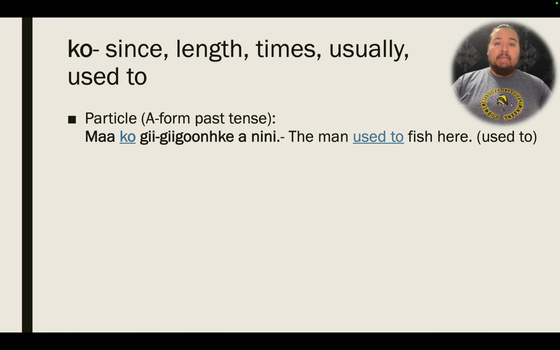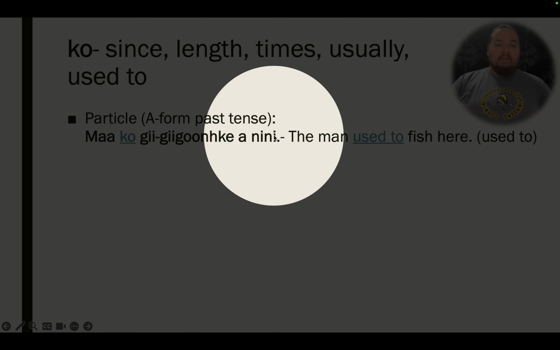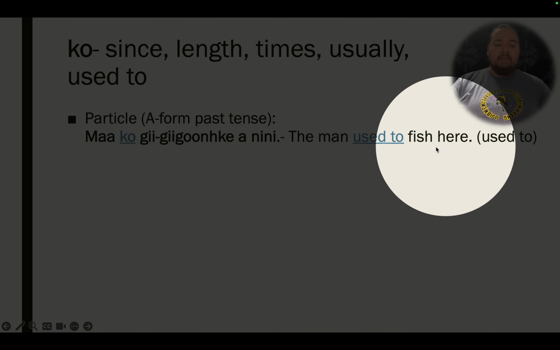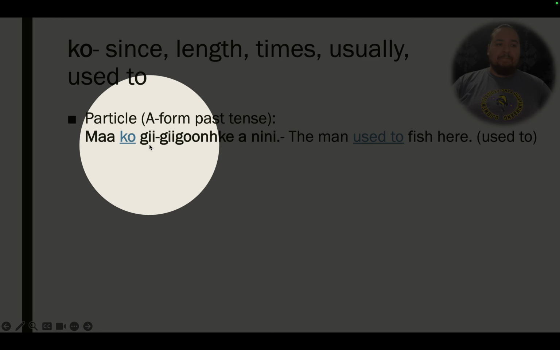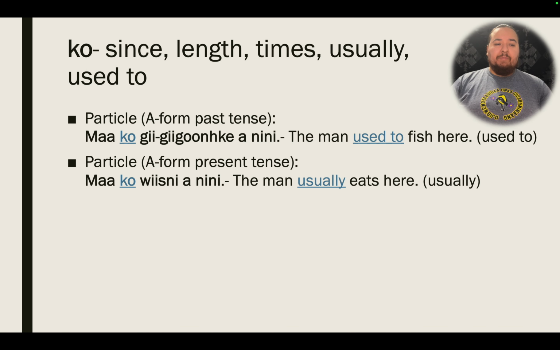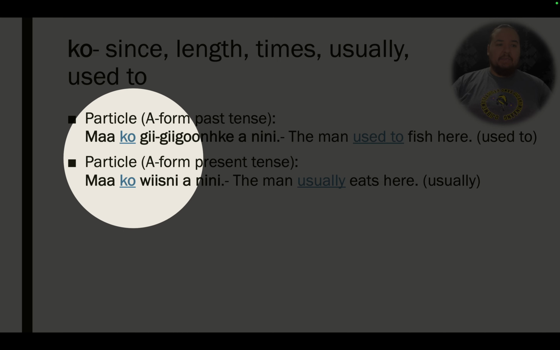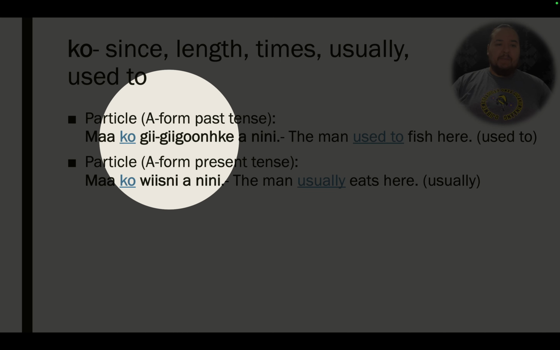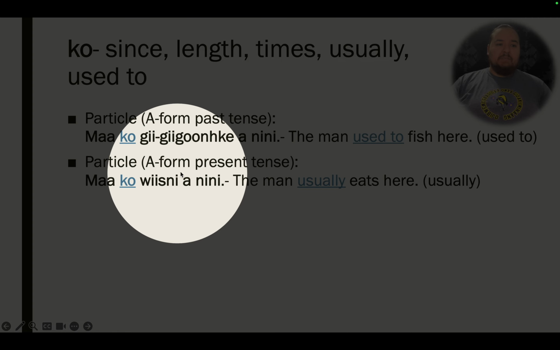Next here, we have a particle in A form past tense. So mako gigigon ke anene. So the man used to fish here. Ko in this particle version means used to because of the past tense. And then we have another particle in present tense. So makoisne anene. So the man usually eats here. And so we can see here that both particles are present, but what's different is the tense: ko plus past tense is used to, and then ko in present tense means usually.